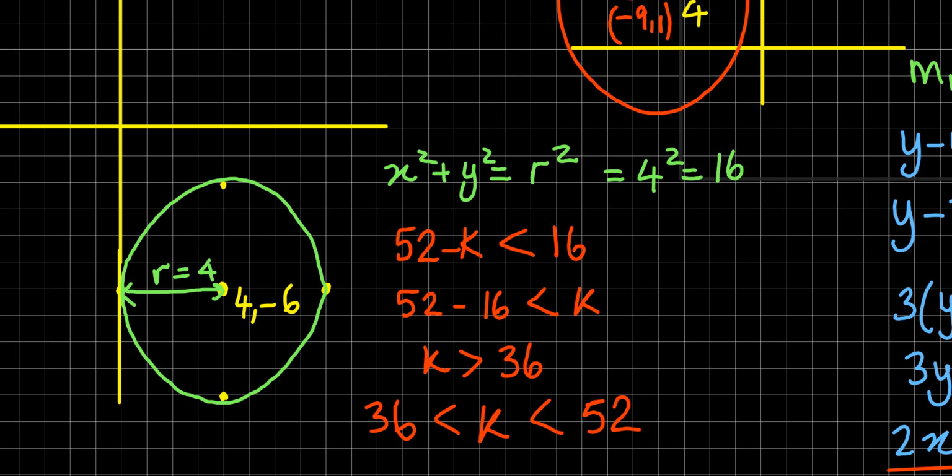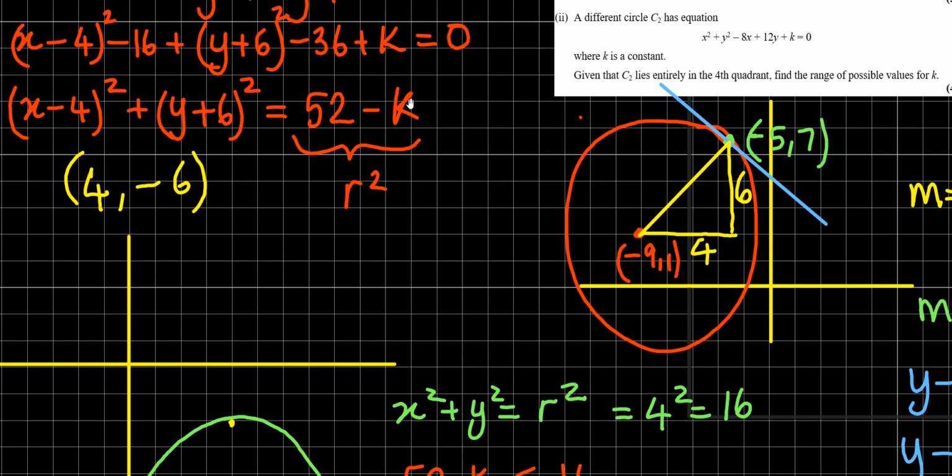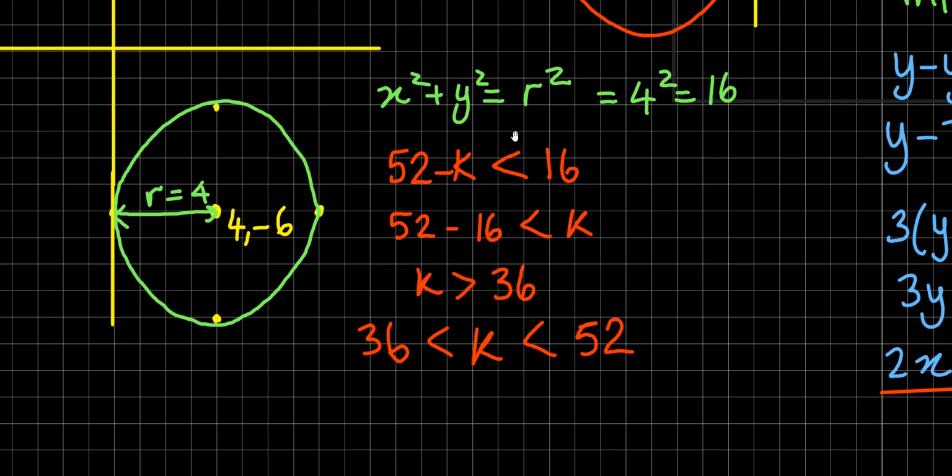It's less than 52 because if it's bigger than 52, then we have a circle with a negative radius squared, and we're not allowed to do that. So the maximum we could have is actually less than 52, so we can have 51.99999, but it just means our radius would be very small, and then you have to square it, so it would be a really small circle. All right, and that is it. So the answer is k is between 36 and 52. All right, thank you for listening.